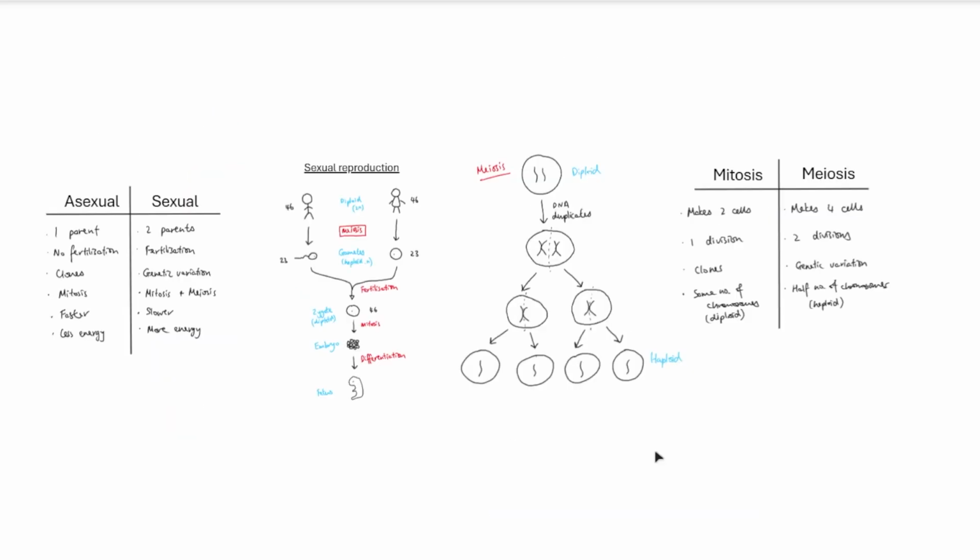So that section just now summarized the differences between asexual and sexual reproduction, and we looked at mitosis and meiosis as well, briefly looking at the comparison. As I mentioned, these are very typical exam questions, so it's important that you understand them. So now we're going to look at the patterns of inheritance.